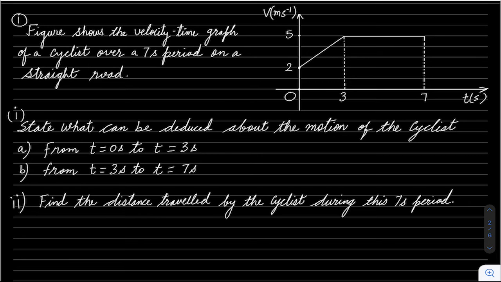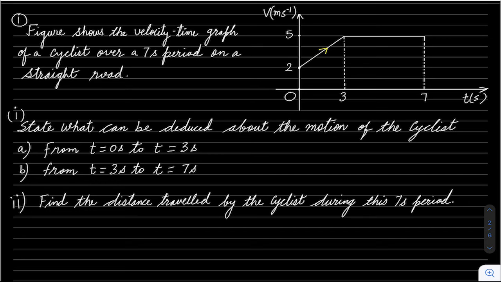From time t equal to 0 to 3 seconds, the velocity time graph is a straight line with some gradient, and from 3 to 7 it's a straight line but with gradient 0. That means velocity is constant, we know this. From 0 to 3 seconds velocity is increasing and then it is kept constant. So that's the graph.